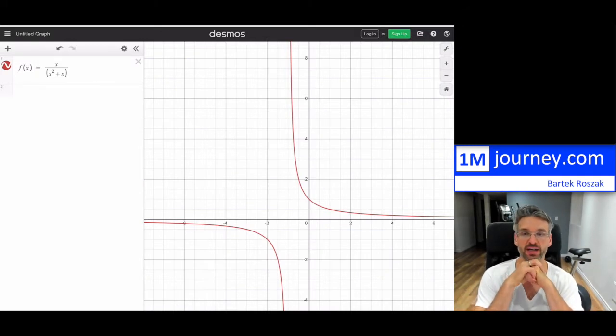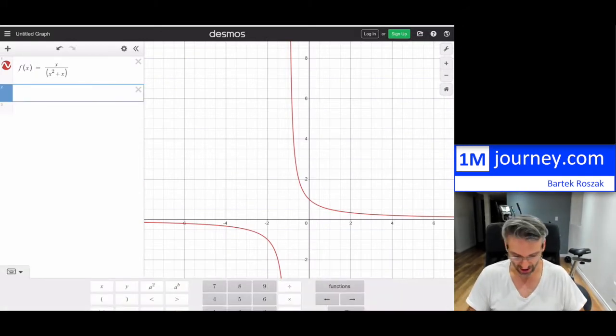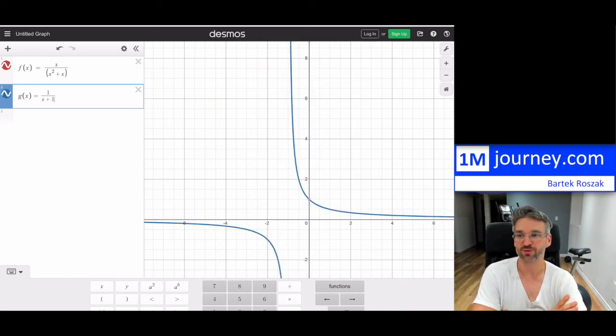All right, so welcome back. So notice, this is what we have, and the factored form, I'm going to call it g of x, which is just 1 over x plus 1, and notice they're on top of each other, because we have factored out the x from the top one, and then it just canceled out.